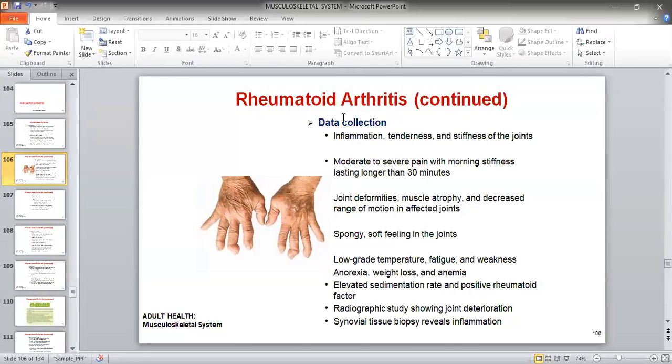So this is the data: inflammatory change, redness, tenderness, swelling, stiffness. Moderate to severe pain, morning stiffness lasting longer than 30 minutes, right? So this is the morning stiffness, or pain that gets better with movement. This nature is just the opposite of osteoarthritis. Osteoarthritis, basically, pain increases with activities. Opposite, I said.